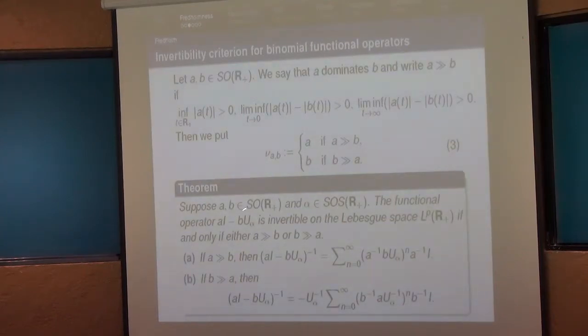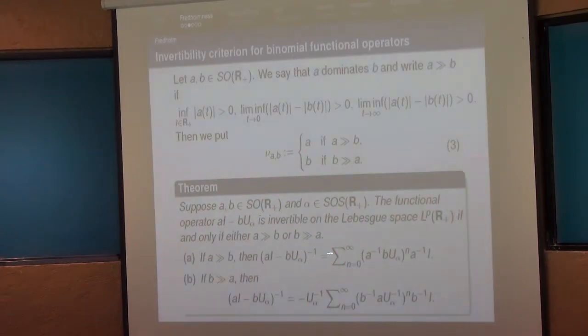So suppose that a, b are slowly oscillating and alpha is a slowly oscillating shift. Then the functional operator is invertible on this L^p space if and only if either a dominates b or b dominates a. In the first case, when a dominates b, the inverse operator is given by such a Neumann series. So in this case, the spectral radius of the operator b over a multiplied by U alpha is less than 1.